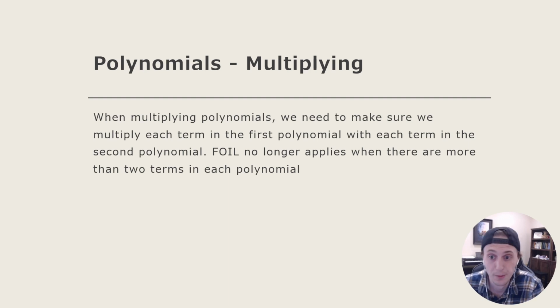All right, we finally made it to the beast. Multiplying polynomials can look intimidating, but you got this. So when multiplying the polynomials, we need to make sure we multiply each term in the first polynomial with each term in the second polynomial. FOIL doesn't apply anymore, and there's no more simple math tricks. So for this one, you just take each one of the first, multiply by each one of the second. FOIL's only good when you have two terms.